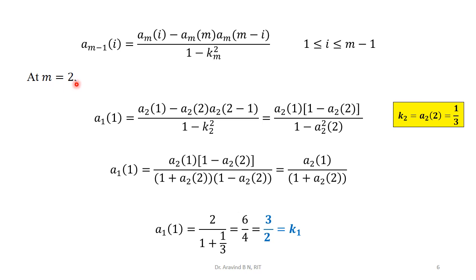Now m is equal to 2. Again we need to identify from where to where this small letter i is going to run. If m is substituted as 2, then it will run from 1 to 1. That means i will take only one value. So i is equal to 1, we are going to substitute here. So a m minus 1, in the sense a 2 minus 1, that is 1. i value is equal to 1.